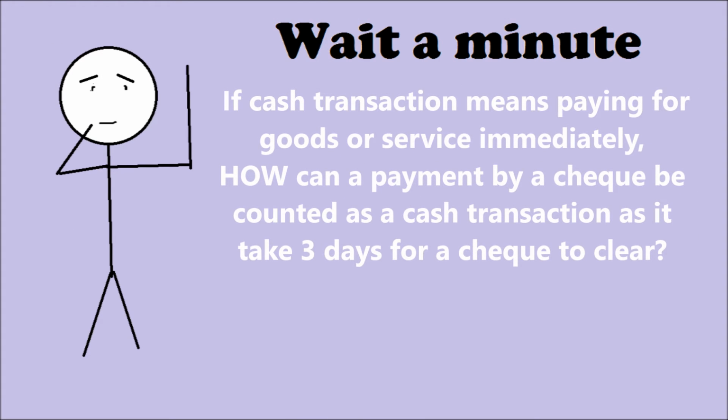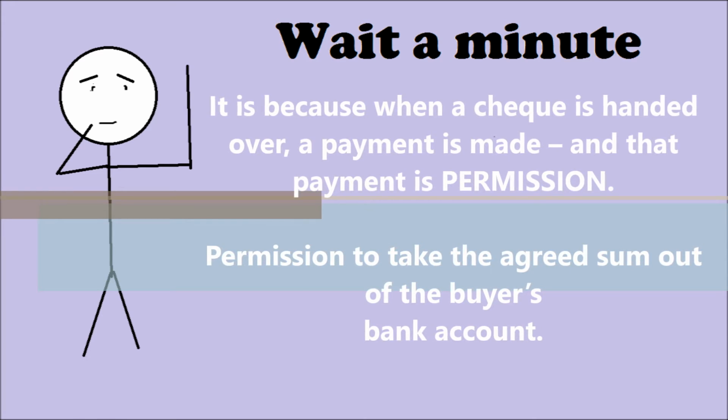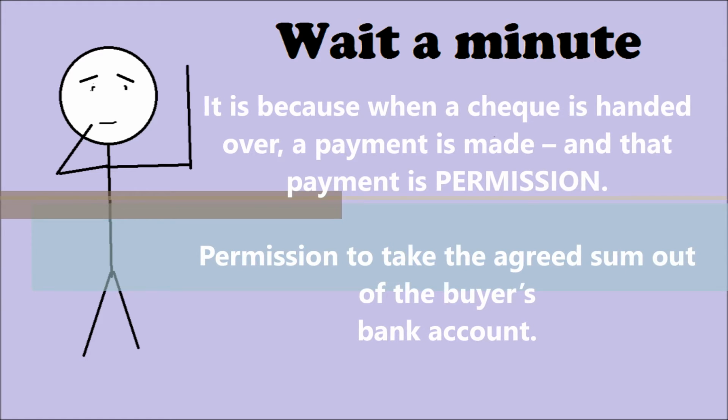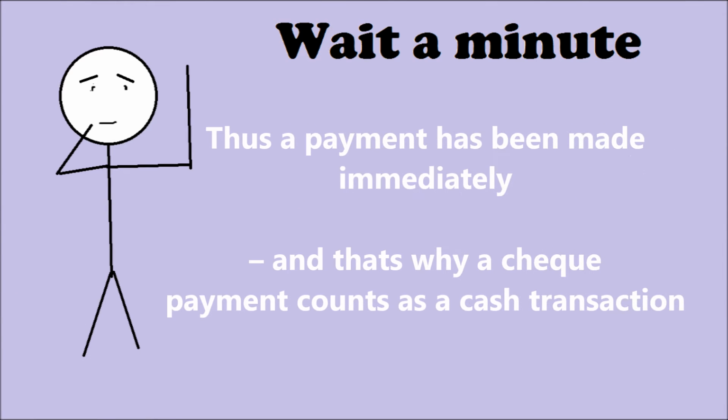Wait a minute. If a cash transaction means paying for goods or services immediately, how can a payment by a check be counted as a cash transaction, as it takes 3 days for a check to clear? It is because when a check is handed over, a payment is made, and that payment is permission to take the agreed sum out of the buyer's bank account. Thus, a payment has been made immediately, and that's why a check payment counts as a cash transaction.